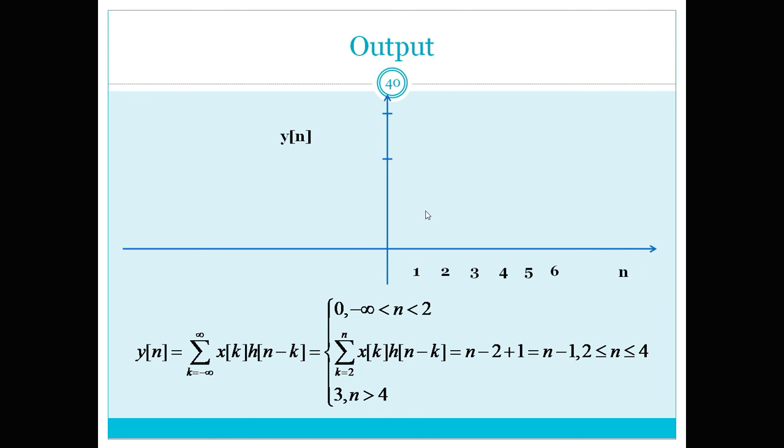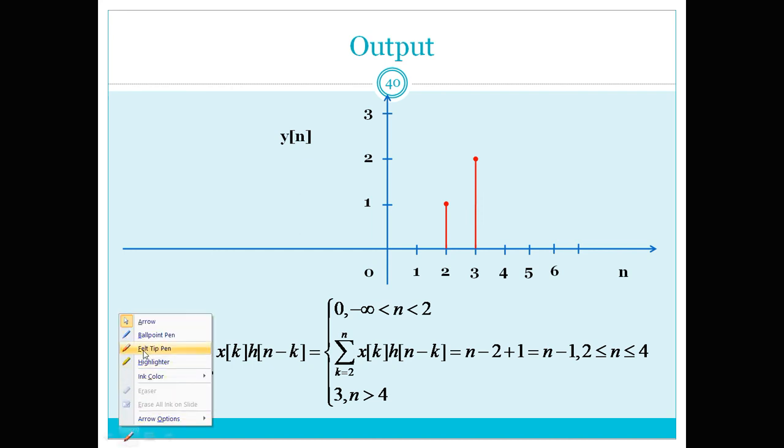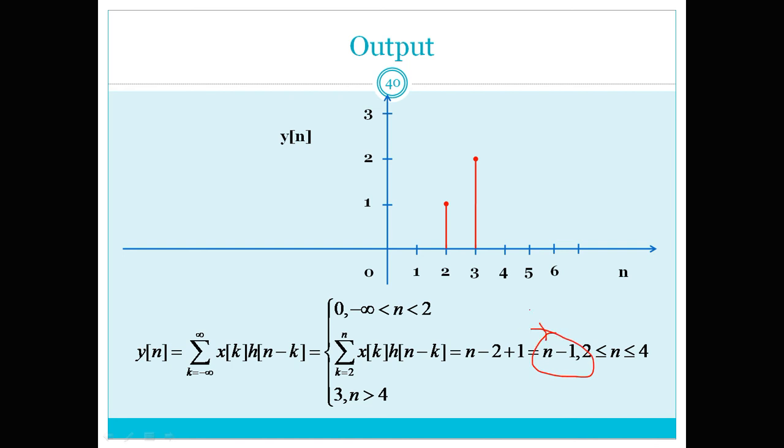Up to 2 the value is 0. So all values will be 0 up to 2. That was not marked here. For n equal to 2, 2 minus 1 is 1. So its value is 1. For n equal to 3, 3 minus 1. Okay, you can see the formula here. Based on this formula, you need to draw the figure. So n equal to 3, 3 minus 1 will be 2.